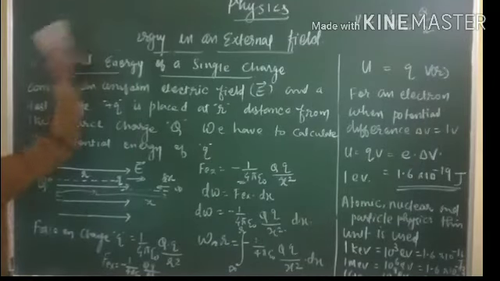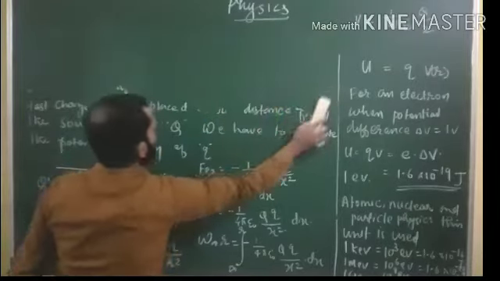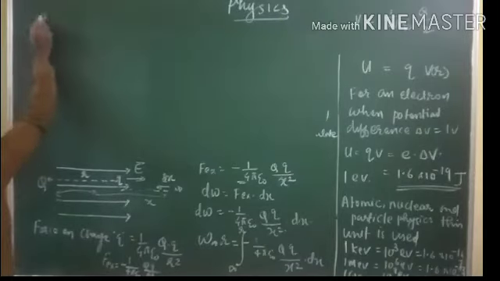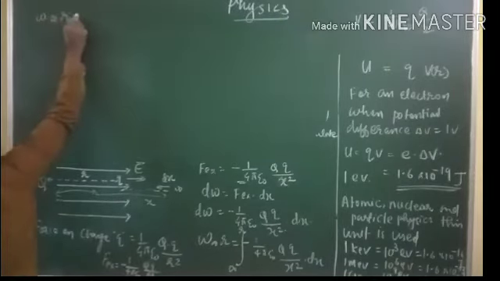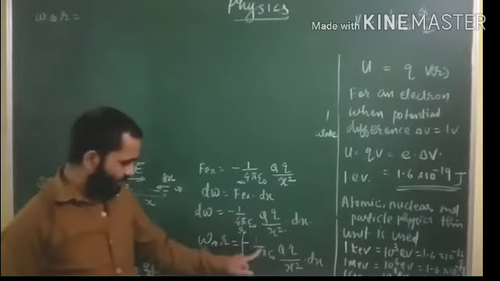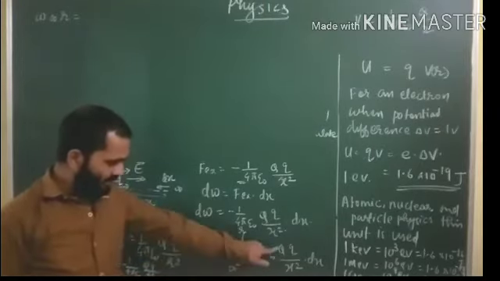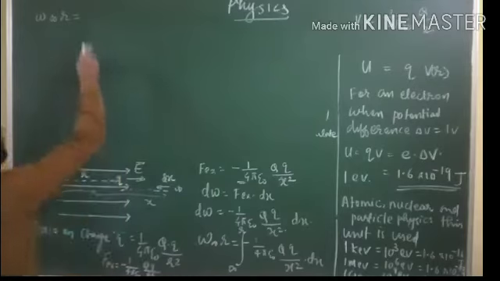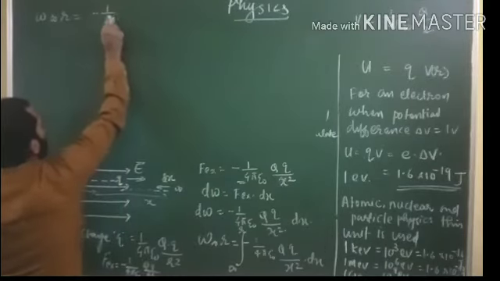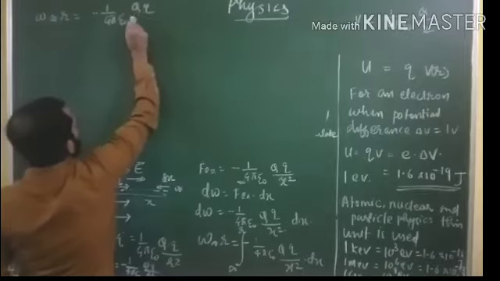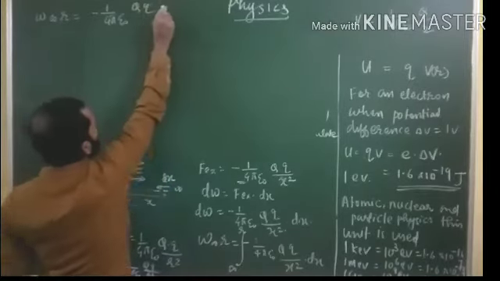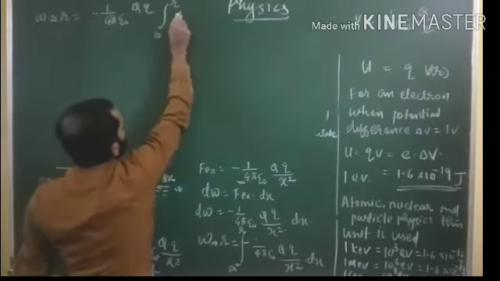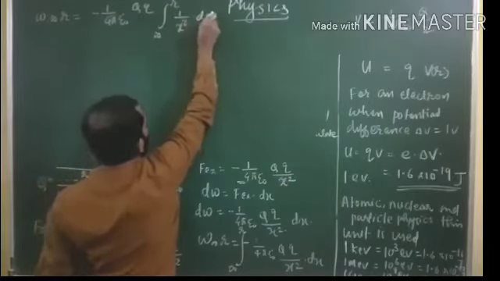See here students, I will write here. We have work done from infinity to r. This is equal to, you want to integrate this equation. Here the charges are constant, the changing value is this distance. So the constants we can take outside. So minus 1 by 4 pi epsilon naught q into q, this much outside, and then the integration from infinity to r of 1 by x square into dx.